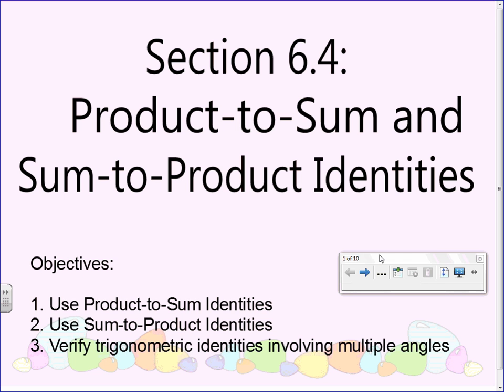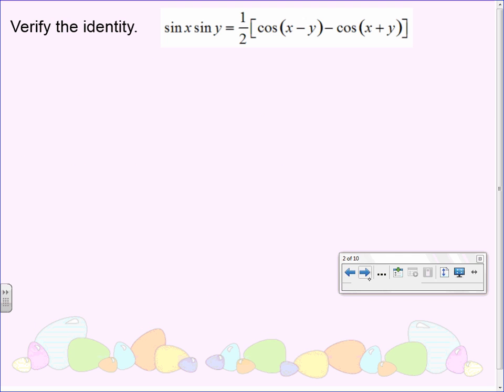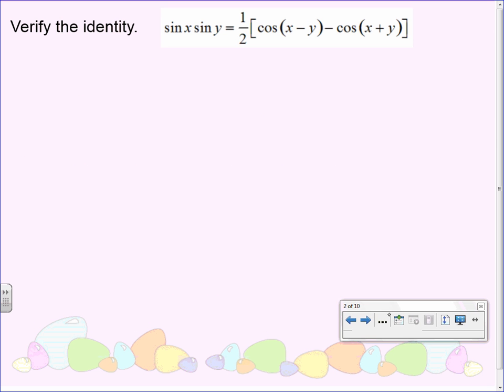First thing we're going to do is prove where these two groups of identities have come from. And we're just going to prove one of each. This one is the one we'll verify first. This is one of the product to sum identities. It gets its name because on the left side we have a product, and on the right side we have a sum or a difference. In this case, I guess it's a difference.